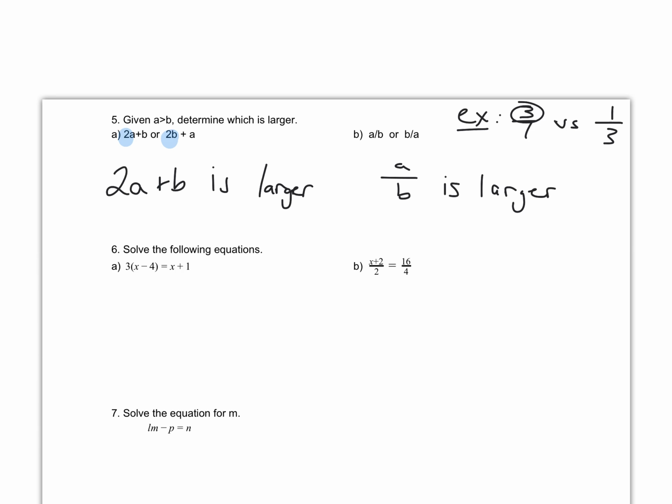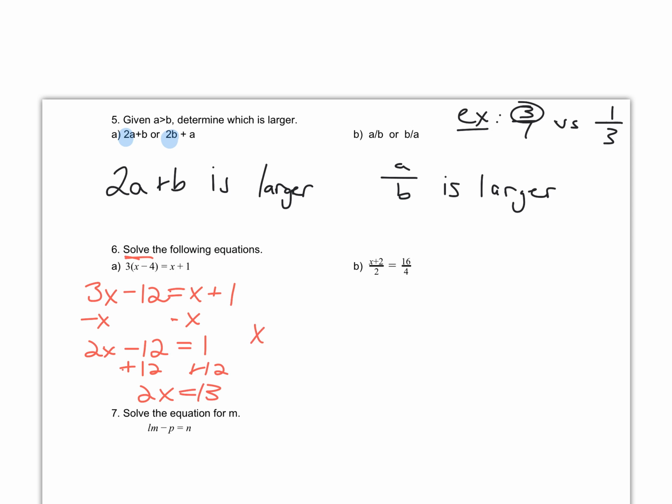Number 6, solve the following equations. So our first guy here, we want to distribute the 3 out. 3x minus 12 equals x plus 1. Go ahead and solve that. So I'm going to subtract x from both sides. 2x minus 12 equals 1. Add 12 to get 13. Add 12, add 12. 2x equals 13. So when I divide by 2, I should get x equals 13 over 2.